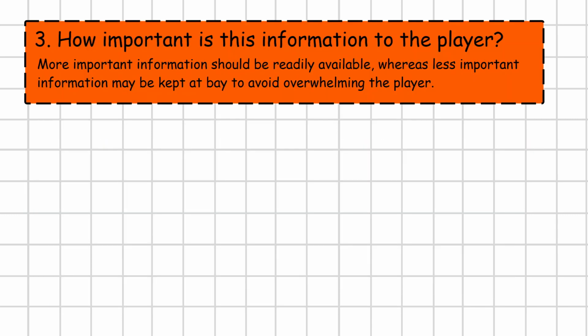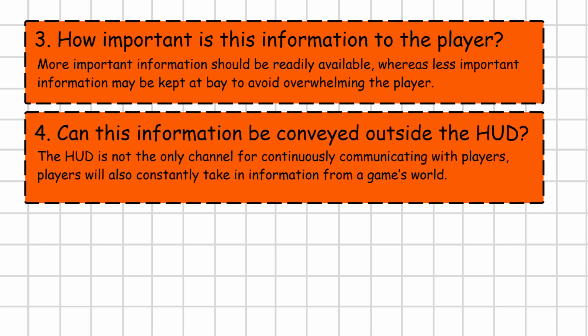Number 3. How important is this information to the player? More important information should be readily available, whereas less important information may be kept at bay to avoid overwhelming the player with clutter. Number 4. Can this information be conveyed outside of the HUD? The HUD is not the only channel for continuously communicating with players. Players will also constantly take in information from a game's world.